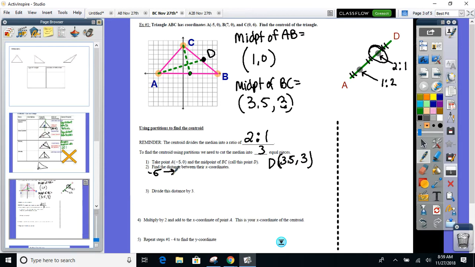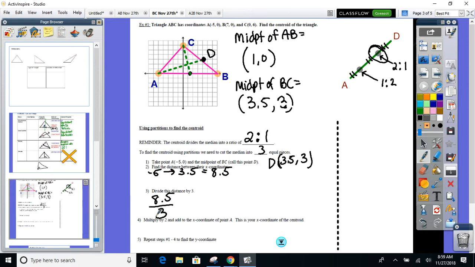Did Teddy just find us the x coordinate of the midpoint? 3.5. So I travel on the x-axis a total of 8.5. That line segment, that median AD, is 8.5 units. And you guys just told me, how many parts do you want to break it up into? 3.